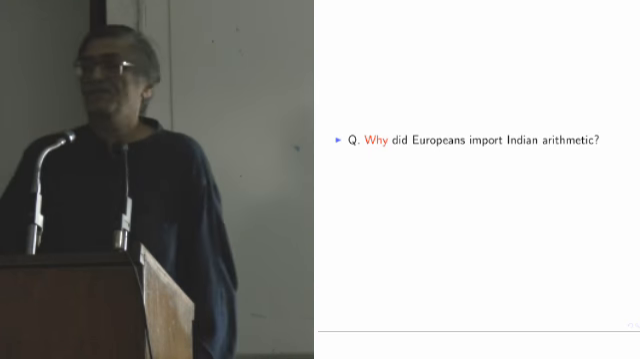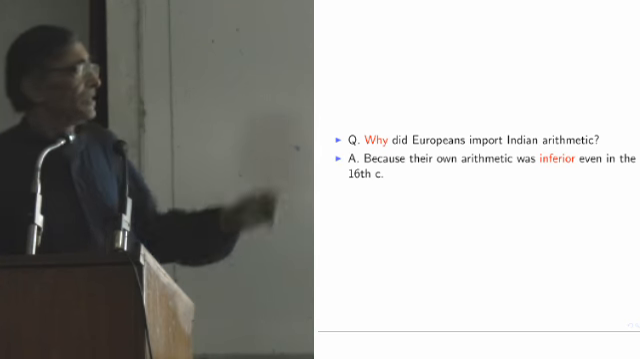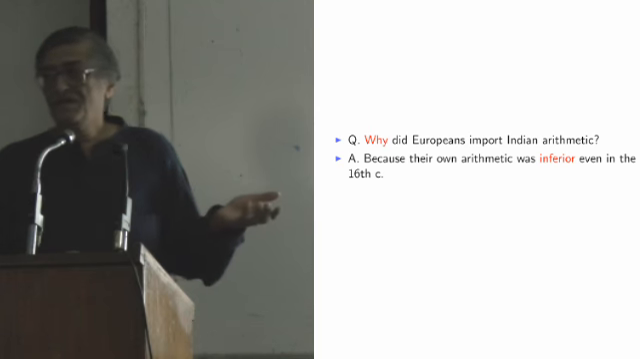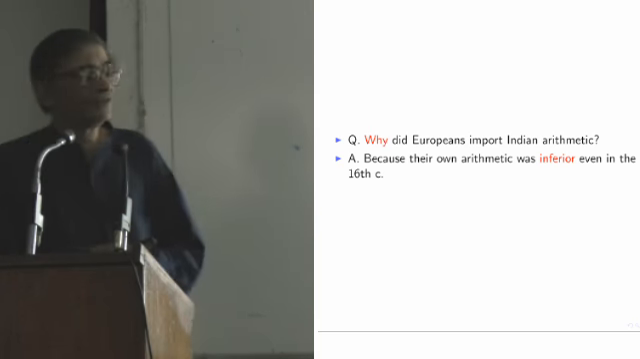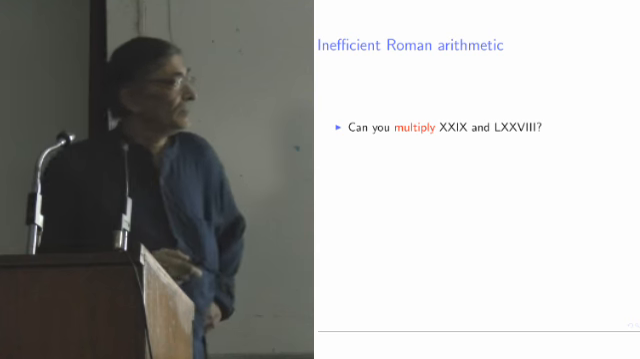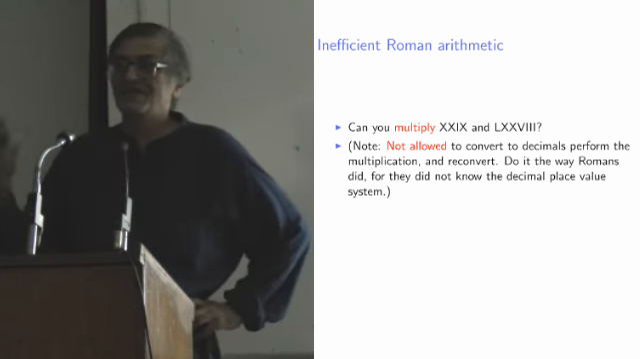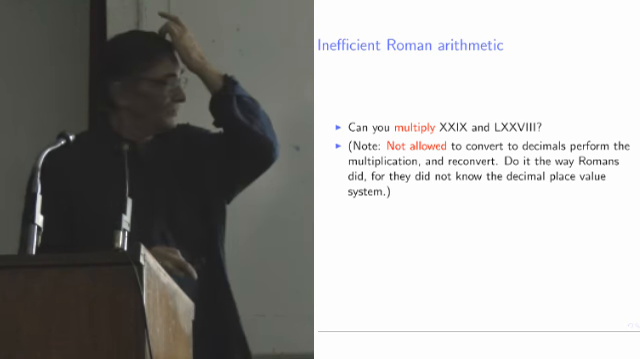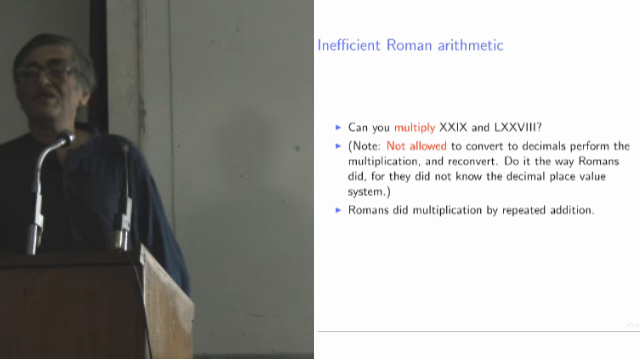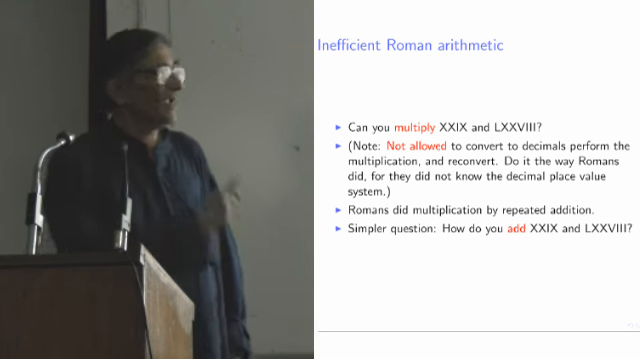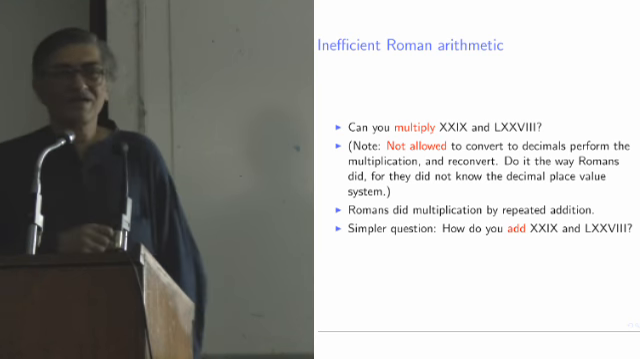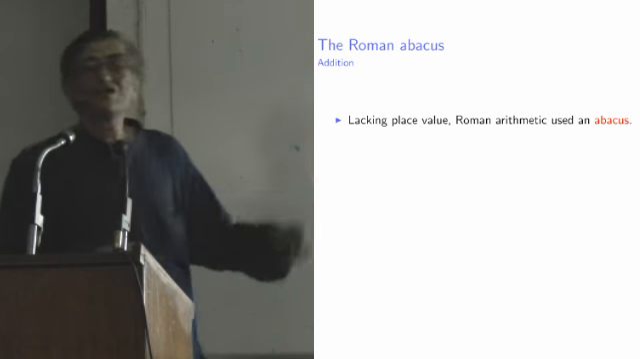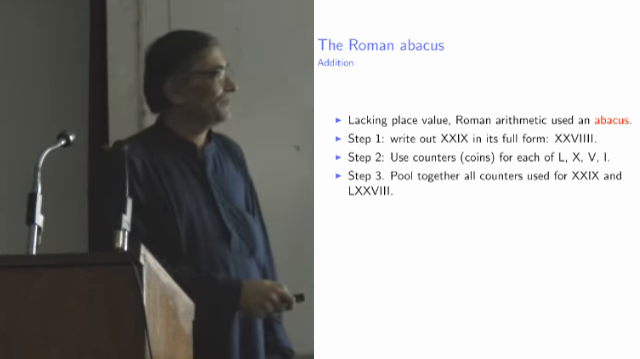Now, why did Europeans import Indian arithmetic? Because their own arithmetic was inferior, it was deficient. They were using Roman arithmetic right up to the 16th century. Certainly up to the 10th century, they had not heard of any other kind of arithmetic. And that inferiority is very clear if you try to do some simple operations like this. Now don't convert it to decimals and then do the calculation and then convert it back. That's not the way to do it. What you have to do is do it the way the Romans did it. What did they do? A very complicated process. They did it by repeated addition. Can you add these two once? How long would it take? Just think of it. They used counters. That was their technique. So you'll have a counter for 10, a counter for 50, a counter for 5, just like coins.